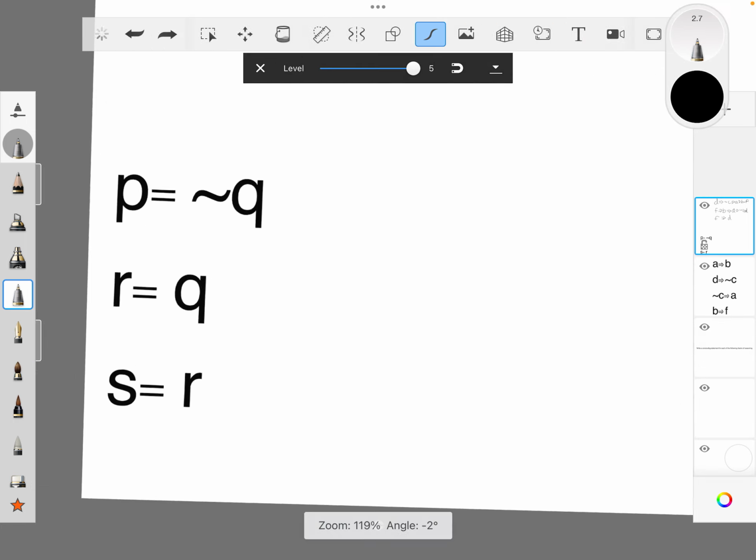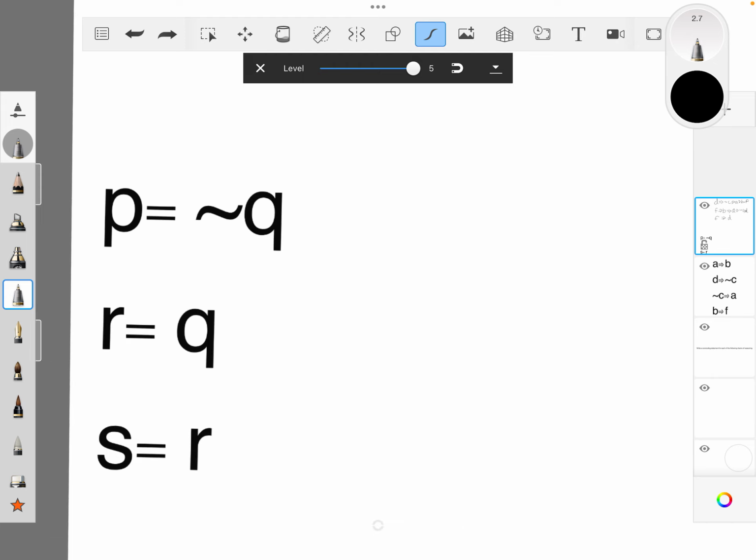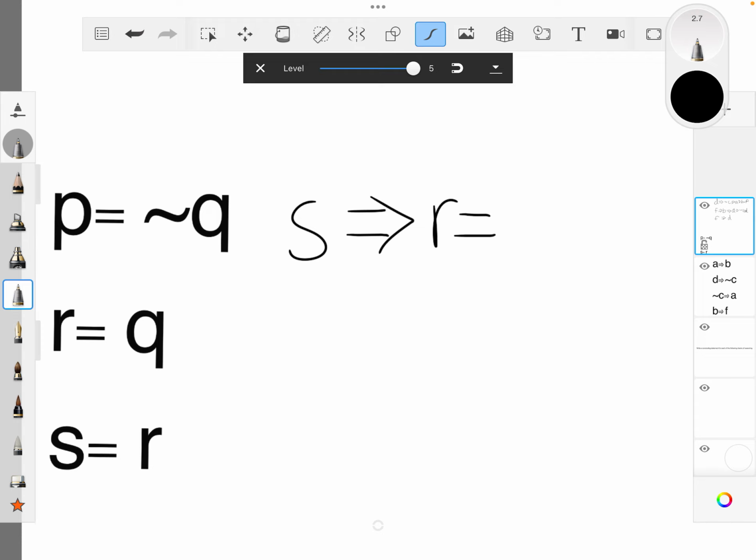Okay, so now let's move on to the second one. We have to choose one that is not common in both. So I'll choose S. So if S, then R. If R, then Q. Now we run into a problem quickly. This says we have Q, but the other one is not Q. So now what do we do? Well, we can't just automatically put it as P.